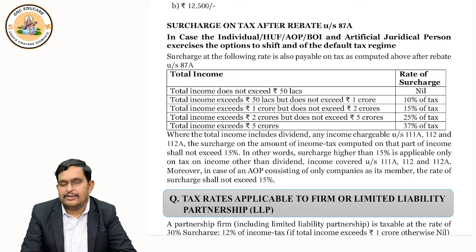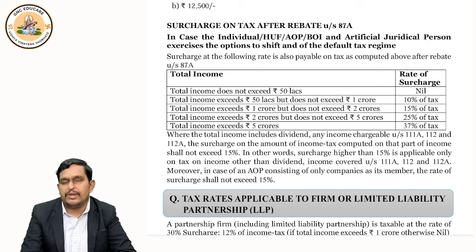Suppose, let's assume that your income is up to 50 lakhs rupees. Government says, forget it, why take surcharge? Let's leave it. So no surcharge. So up to 50 lakhs, no surcharge. But if your income is 50 lakhs 1 rupee to 1 crore, 10% surcharge.